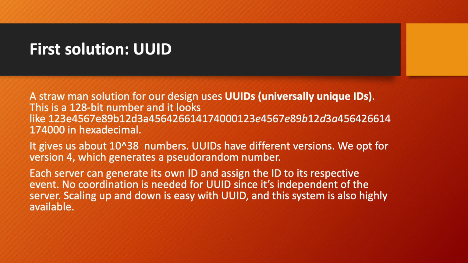The first solution could be UUID. A strawman solution for our design uses UUID, which stands for Universally Unique IDs. This is a 128-bit number and it looks like this whole big number. It gives us about 10 to the power of 38 numbers. UUIDs have different versions. We opt for version 4, which generates a pseudo-random number. Each server can generate its own ID and assign the ID to its respective event. No coordination is needed for the UUID since it's independent of the server. Scaling up or down is easy with UUID, and this system is also highly available.